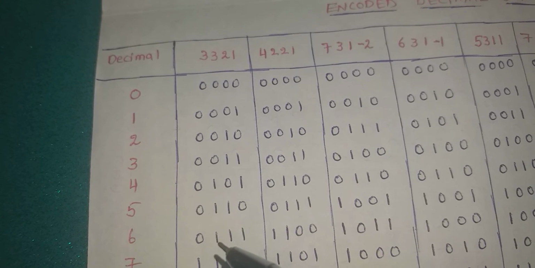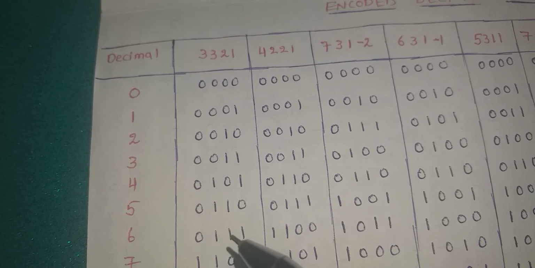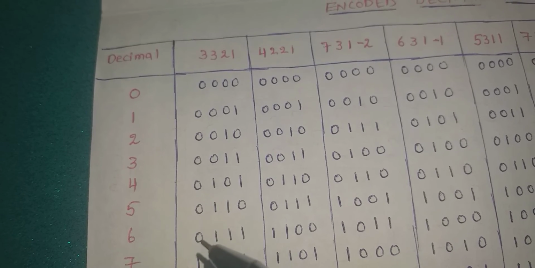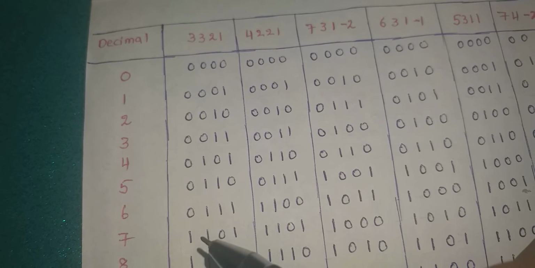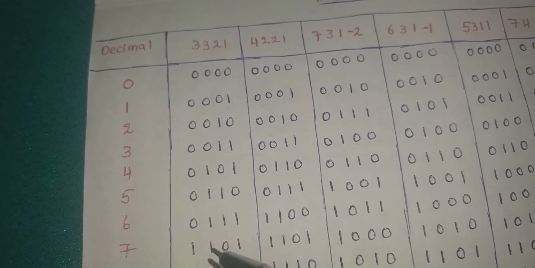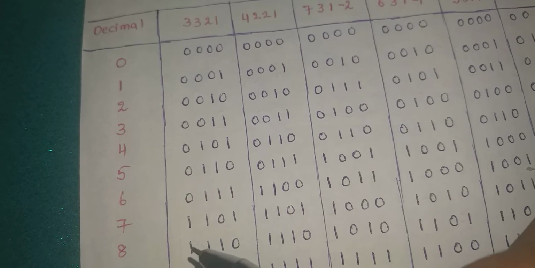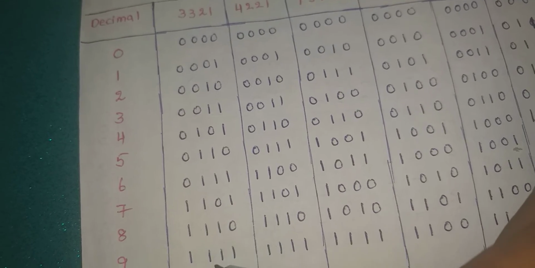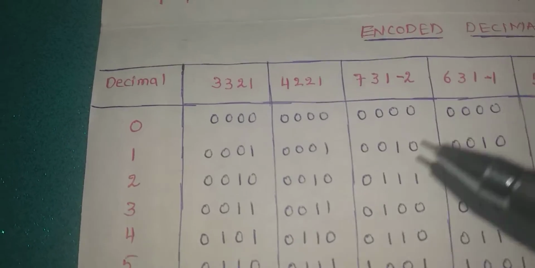6 means, if you want you can take 3 plus 2 plus 1, or if you want you can take 3 plus 3. Then after that 7 can be written as 6 plus 1, 3 plus 3 plus 1, and 8 is 3 plus 3 plus 2, and finally 9, all ones. Now if you want, you can check this.